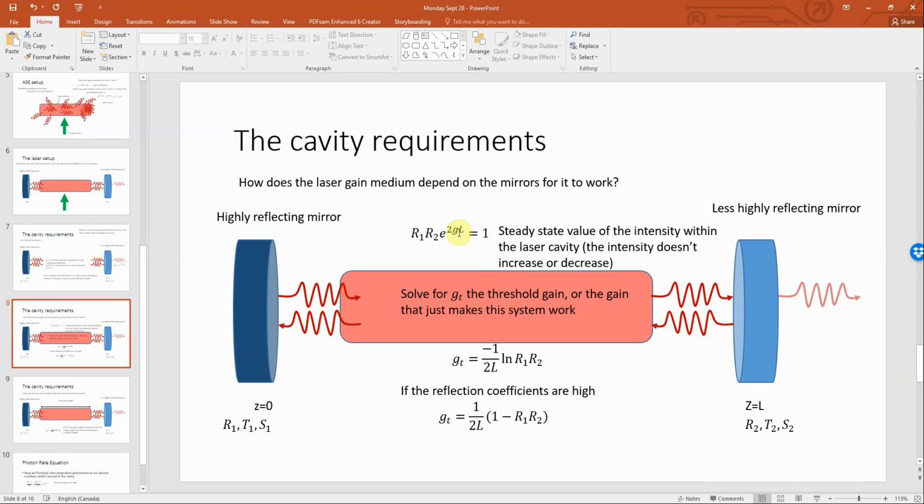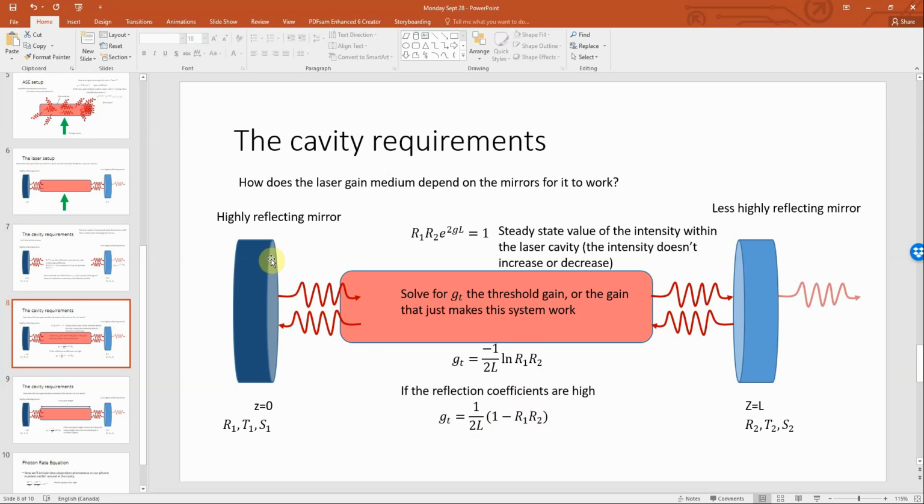So now we can solve for this gain at threshold when this is equal to 1. And so we take the log of that, and we get that the gain at threshold is -1 over 2L times the log of R1 times R2. Now, the log of R1 times R2, when R1 and R2 are very close to 1, you can simplify this to be the gain is 1 over 2 times the length of this laser cavity times 1 minus R1 R2. So this is true if R1 times R2 is around 0.95, 0.9, which is typically what lasers are set up.